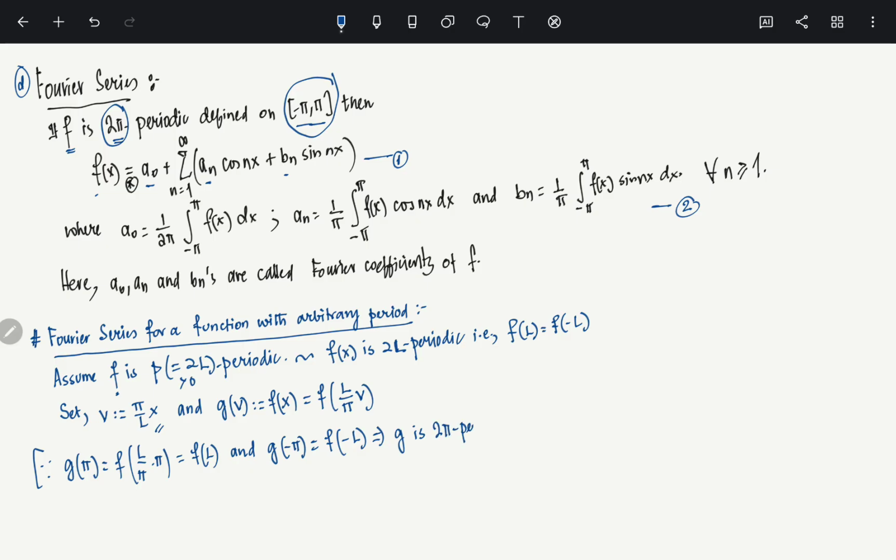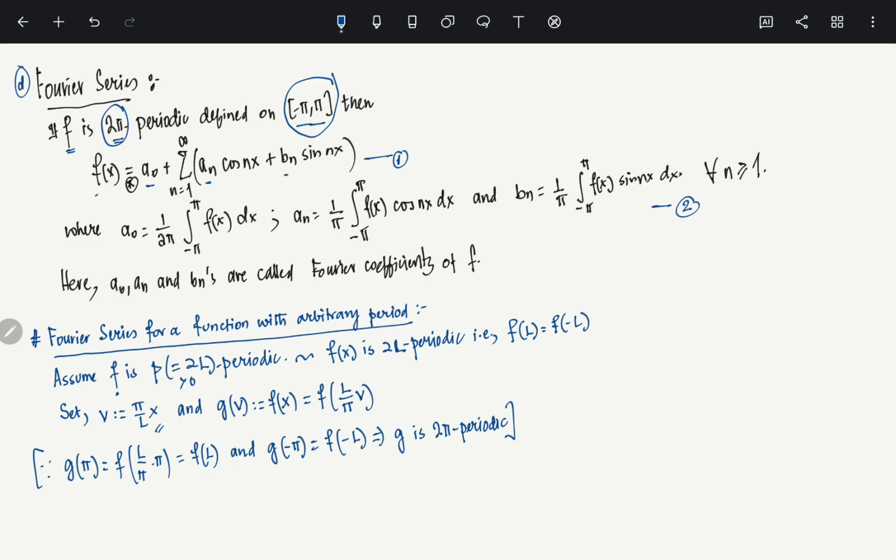Clear? So you understood what is happening. You see, f is given to us as a 2L periodic function. So essentially we can assume that f of L and f of minus L are basically the same. Okay.